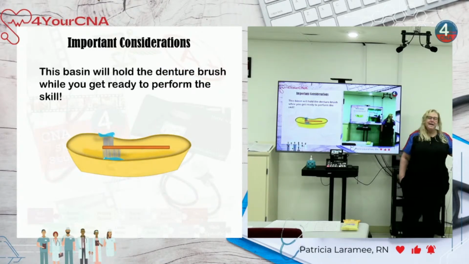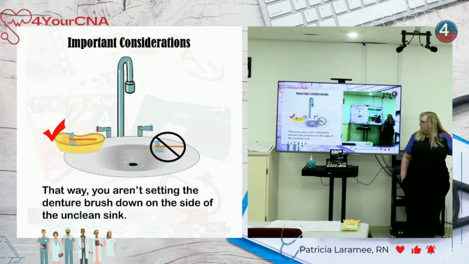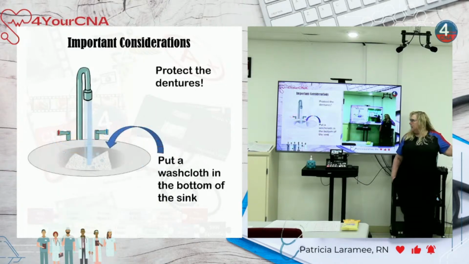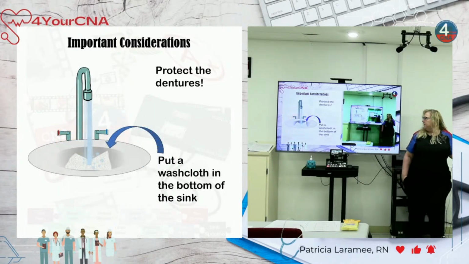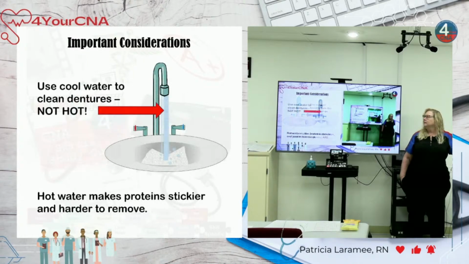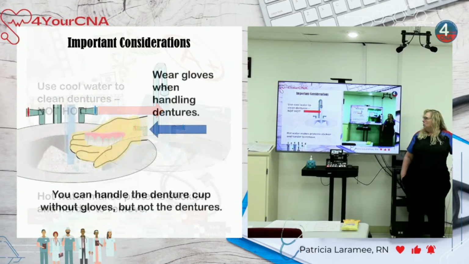All right, so the basin holds the denture brush because we don't want to put it on the side of the sink. And we want to make sure we put a washcloth in the bottom of the sink to protect the dentures. And then we'll use a paper towel to turn that cold water on. Why do I need a paper towel? Turn the water on. It's a barrier. Right, because the faucet is dirty and your hands are clean. Okay, remember, we use cool water.